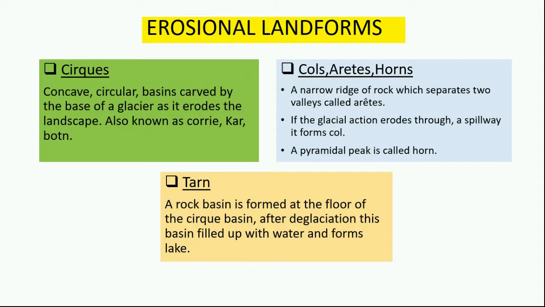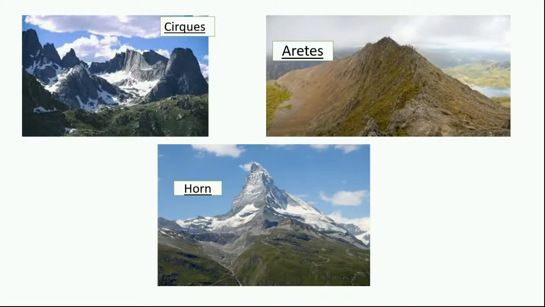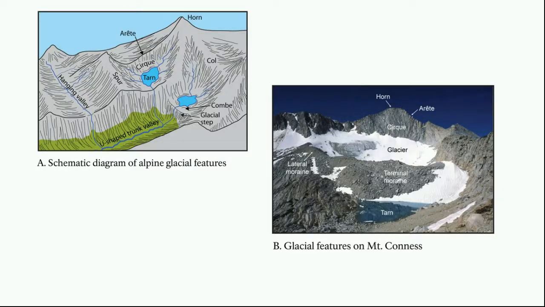Now let's talk about tarn. It is a rock basin which forms due to erosion consequent upon greater thickness of ice mass and its enormous pressure. After deglaciation, this rock basin is filled up with water and thus forms a small glacial lake, as you can see in the picture. And this is what is called a tarn. These are the tarns. And furthermore, to clarify horn and arete, this peak is called a horn and this ridge-like structure is an arete, and these are the cirques which form as armchair-like structures.